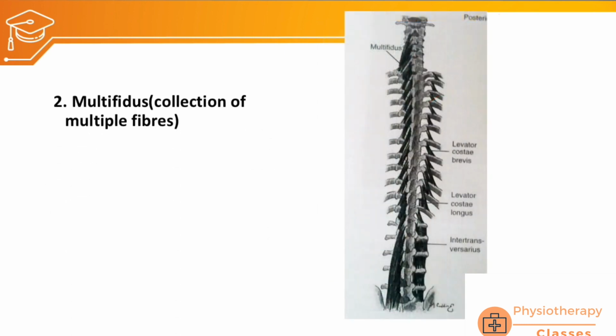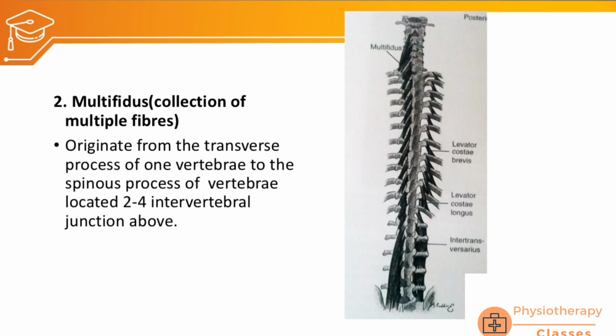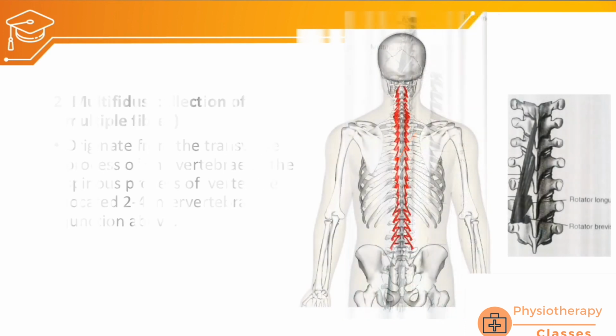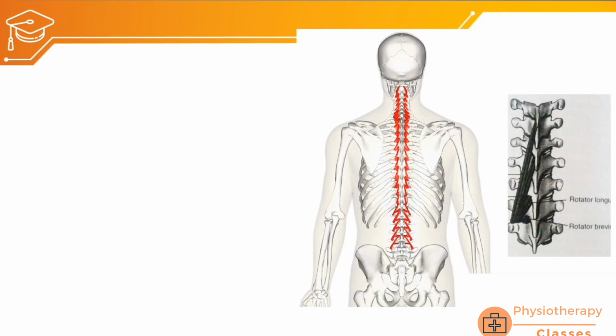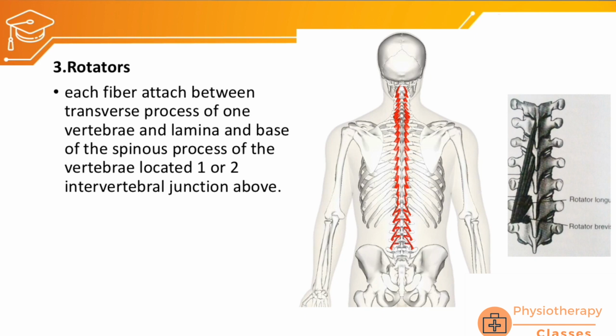Next group of muscle is the multifidus muscle. This is a collection of muscle fibers. It originates from the transverse process of the vertebra to the spinous process of the vertebra located 2 to 4 intervertebral junctions above. The multifidus will also create extension and side flexion depending upon the bilateral contraction or the unilateral muscle group contraction. Rotators are responsible for creating extension and rotation along with side flexion.